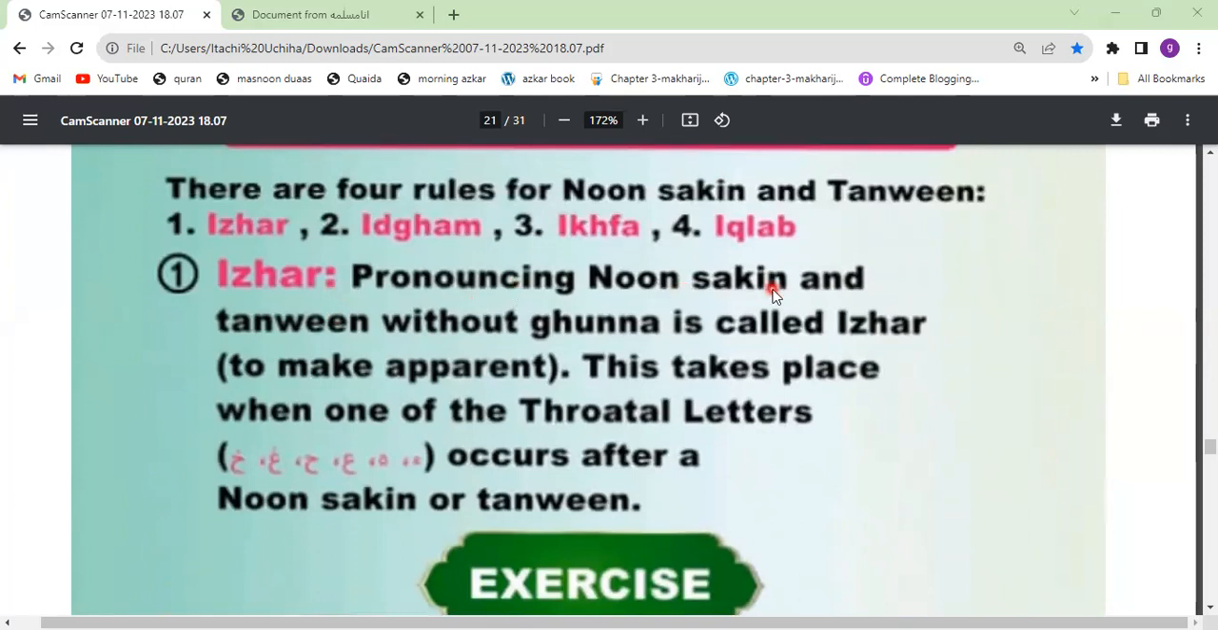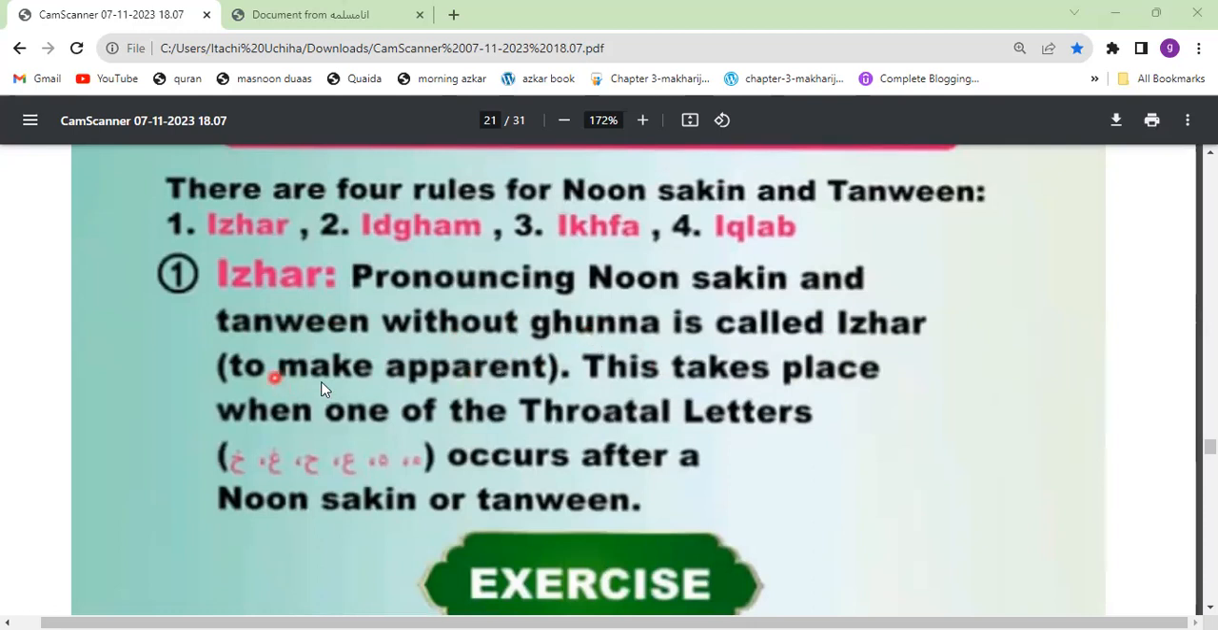So pronouncing noon sakin and tanween without a qunna is now called izhar. Let's ignore the term qunna over here. Well, we have discussed qunna before, right? When the noon was having a shadda where you were making the nasal sound by stretching it, right? Yeah. So this is what we call qunna.